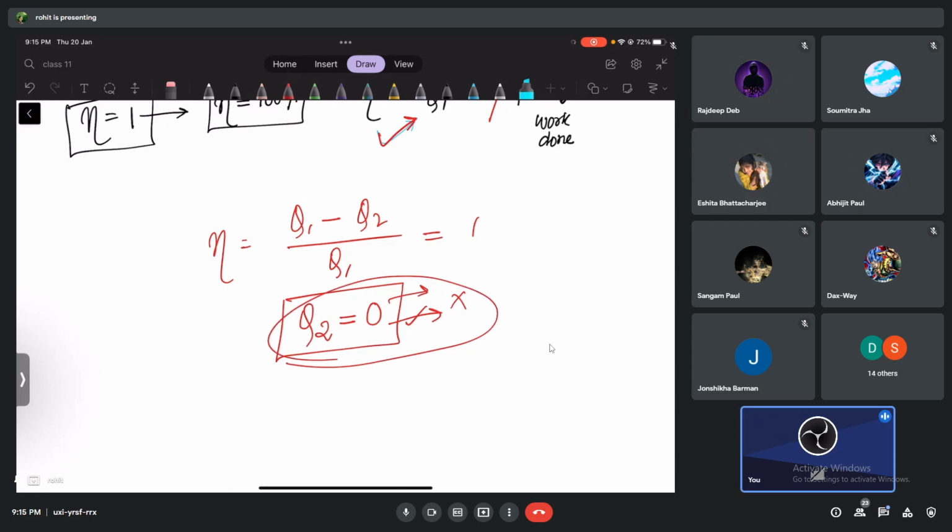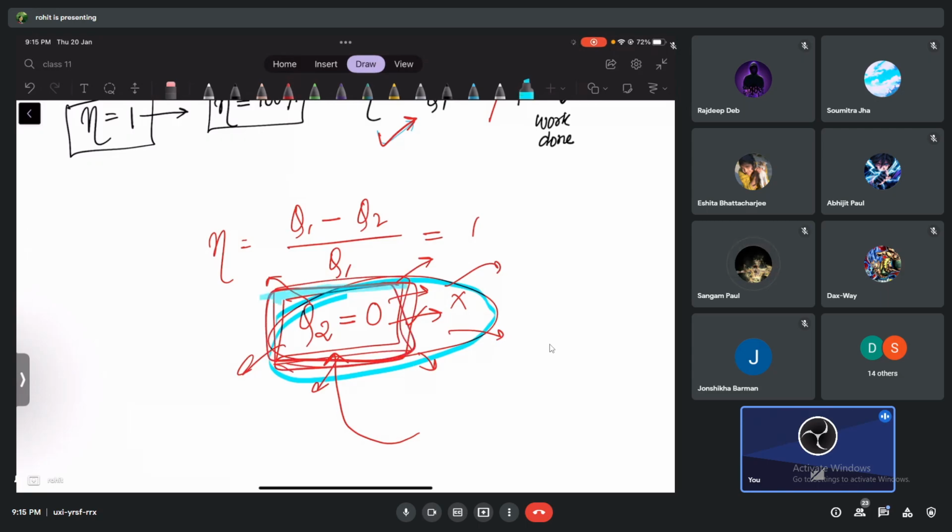Just think, can you construct a system whereby all the heat only goes to the working substance and no heat goes to the surroundings? Is this possible? No, sir. If you can really do this, you might just get a Nobel Prize. If you can really do this, please do it.